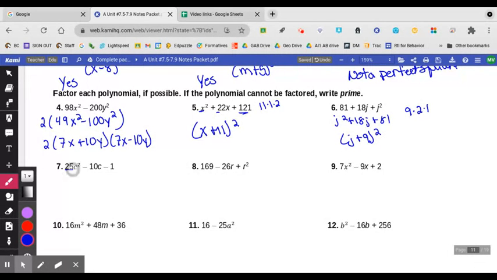Number 7, 25c squared is a perfect square, it's 5c. The last term is 1, but it's minus 1. So minus 1 is not a perfect square. It has to be positive to be a perfect square trinomial. So I'm going to try to factor this another way. Negative 1 times 25 is negative 25. Numbers that multiply to be negative 25 and add to be negative 10? There aren't any. So there are no factors, which means this is prime.